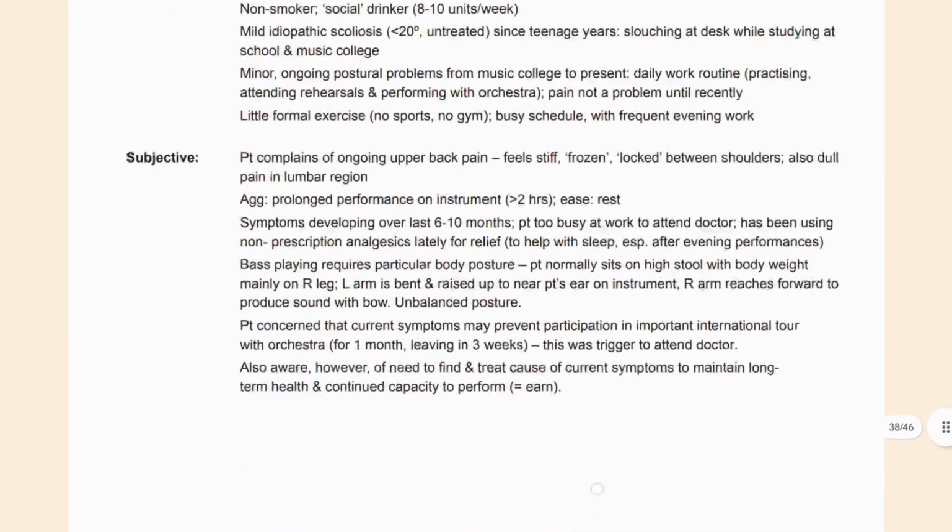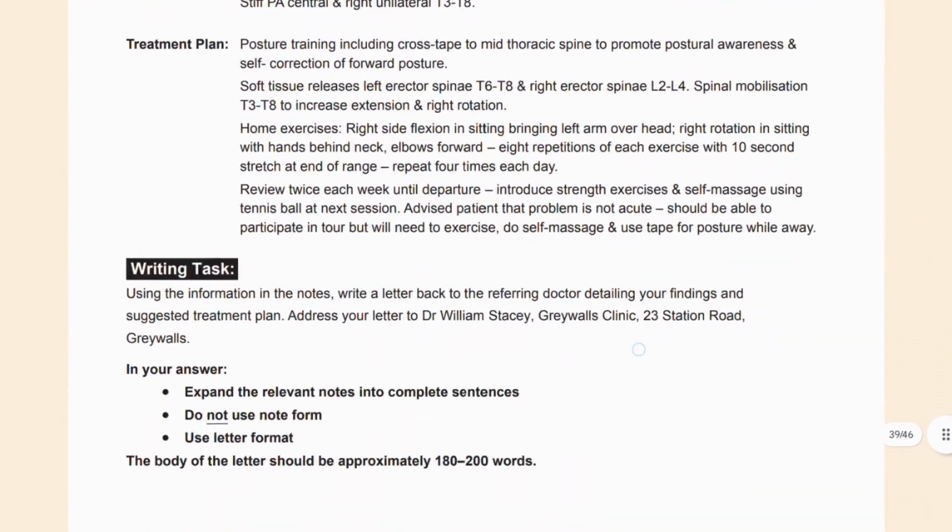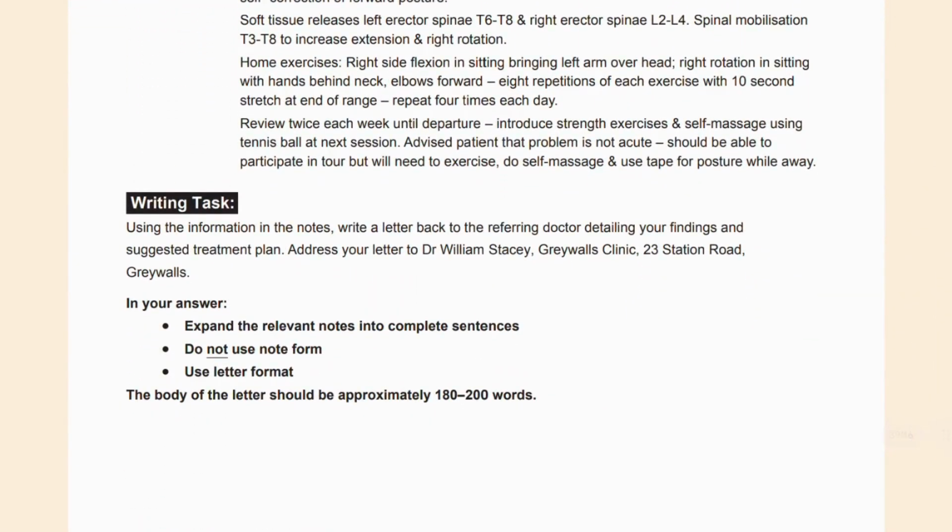Before that, we need to read the writing task. What is a writing task? From the writing task only, we can find our purpose, for what purpose we are writing the letter. So here it is given: using the information in the case note, write a letter back to the referring doctor detailing your findings and suggested treatment plan.